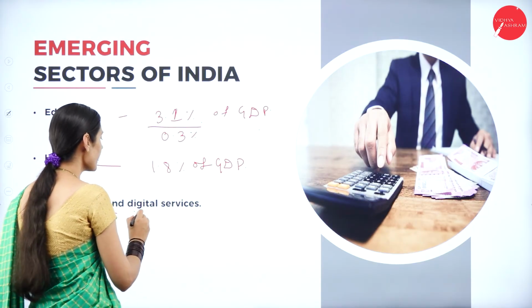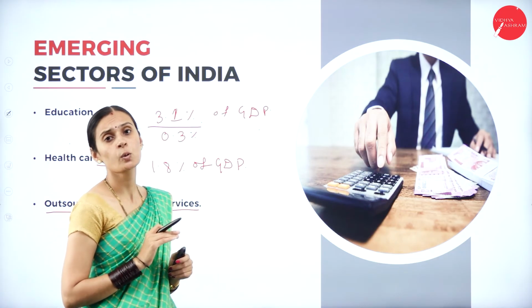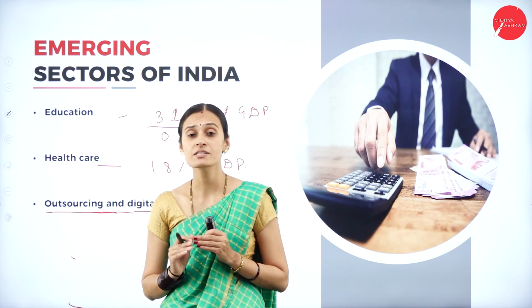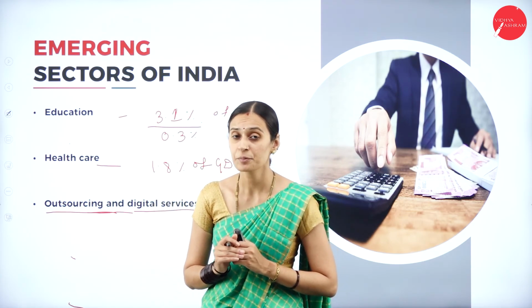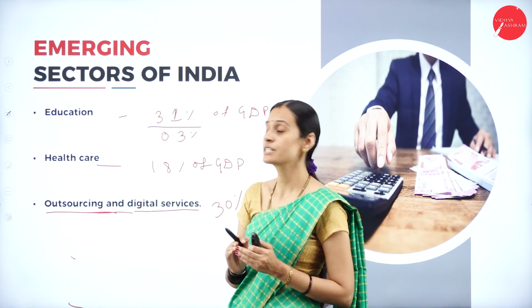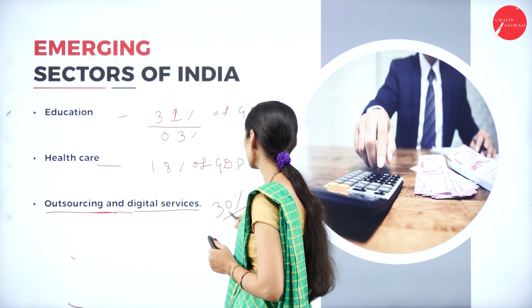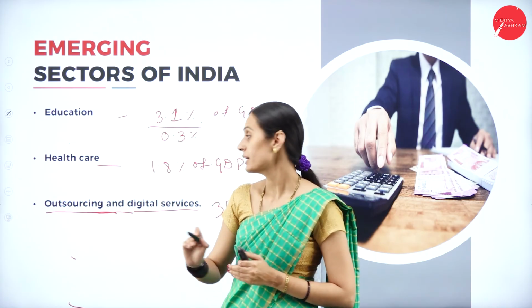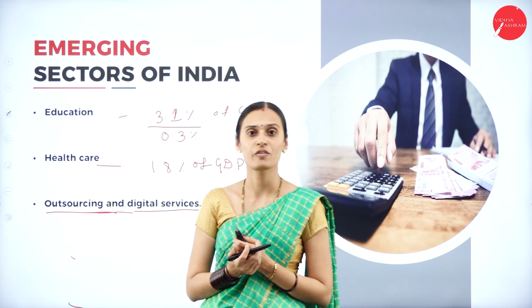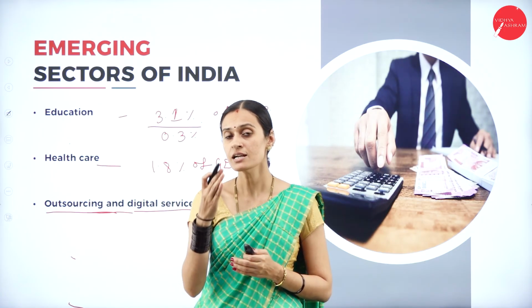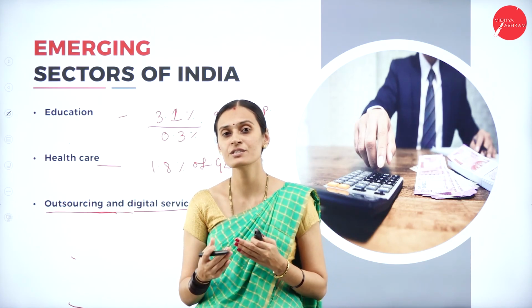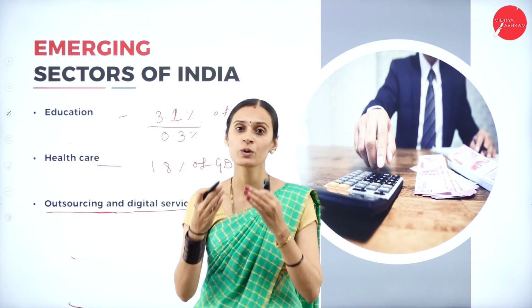And next, outsourcing and digital services. Yes, after adopting globalization, outsourcing is one of the important parts of the economic system, and it provides important IT enabled services. At present, 30% of total revenue to the GDP comes from outsourcing and digital services. So this is the condition of the emerging sectors of our country. Yes, my dear students, India is considered a developing country, and these features provide evidence of the developing process.